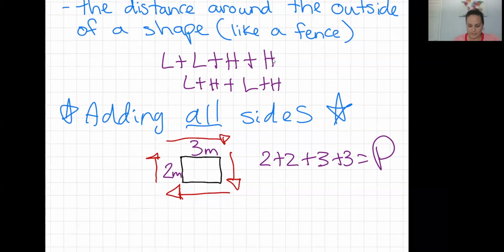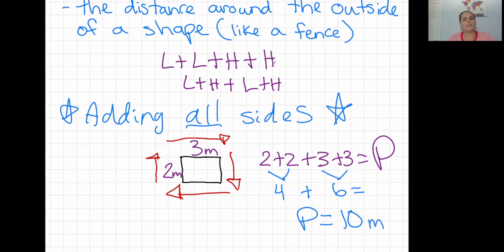So then I would just take my time and group these together and add these up. These give me 4, these 2 give me 6. Add that together and I get perimeter of 10. Then we just have to bring our units of measure back in. So these were measured in meters.